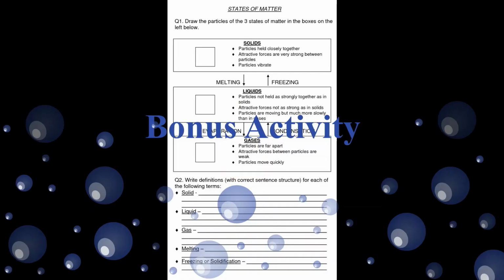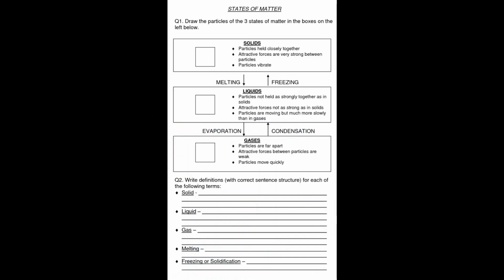So now, after explaining what the states of matter are, here's the bonus activity. Here on the top, it's got the first question, and it says, draw the particles of the three states of matter in boxes on the left below. So here you've got a box for solids, a box for liquids, and a box for gases. They want you to draw the three states of matter in the boxes in the bottom left.